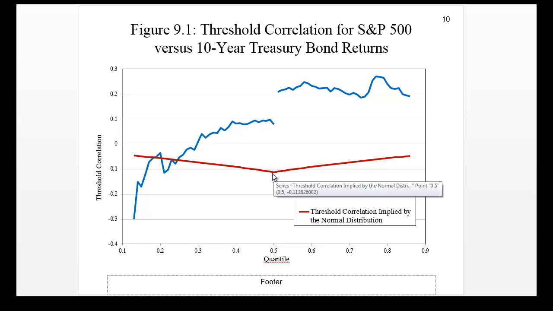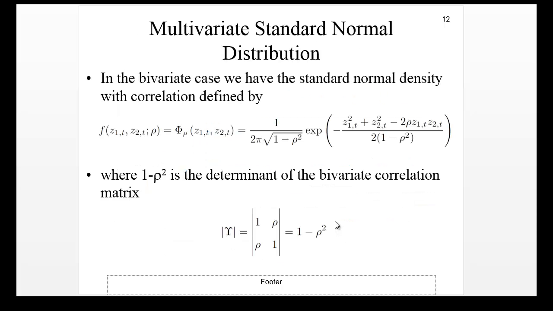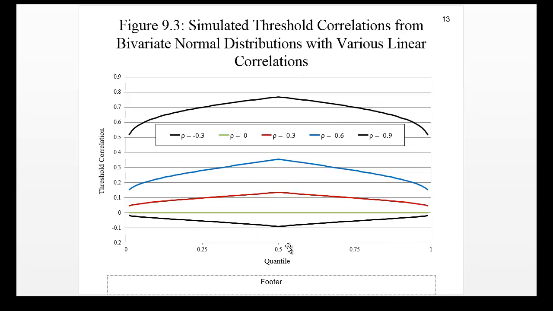So even the bivariate normal is not going to give you constant correlation, although this one is very constant, close to minus 10%. What is a multivariate standard normal? You have two variables, z1, z2, and a certain correlation rho. And then this is going to give you the density function, the probability distribution for your two variables, z1, z2, given that correlation rho. Here you have the threshold correlation for different levels of rho.